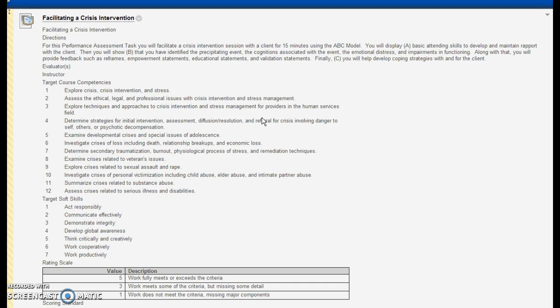So the assignment is in Learning Plan 11. Obviously, it's called facilitating a crisis intervention. In this, you're going to facilitate a crisis intervention session with a client for 15 minutes using the ABC model. You will display A, basic attending skills; B, identify the precipitating event, cognitions associated, the emotional distress and impairments in functioning. Along with that, you will provide feedback such as reframes, empowerment statements, educational statements, and validation statements. Finally, C, you will help develop coping strategies with and for the client.